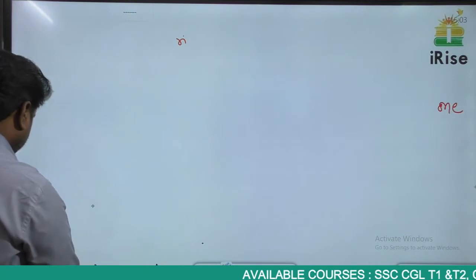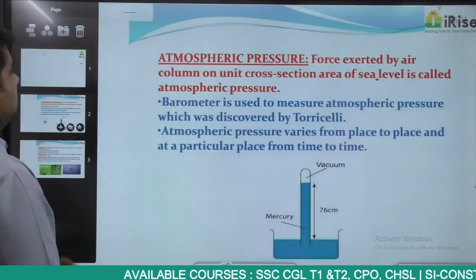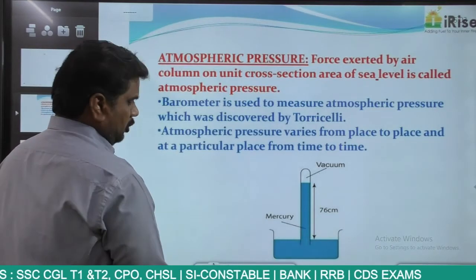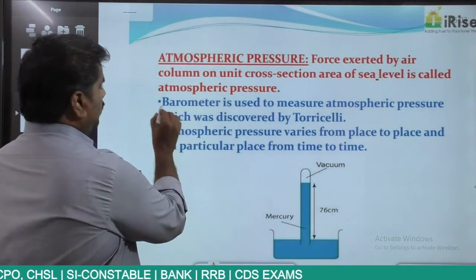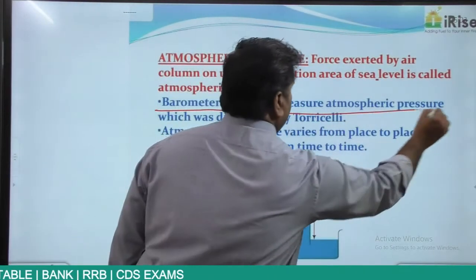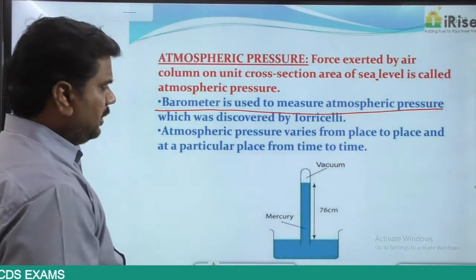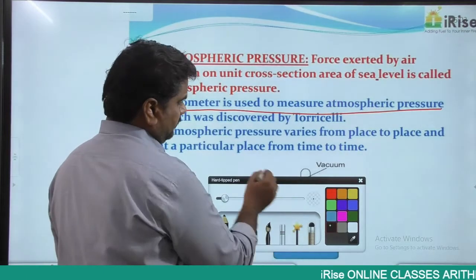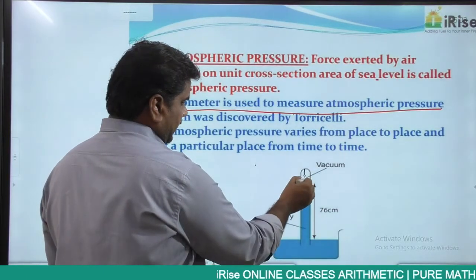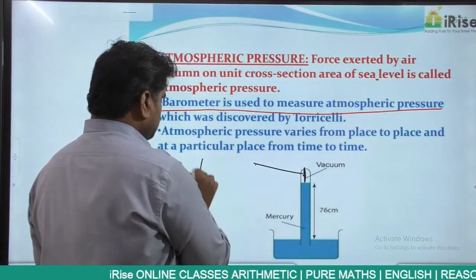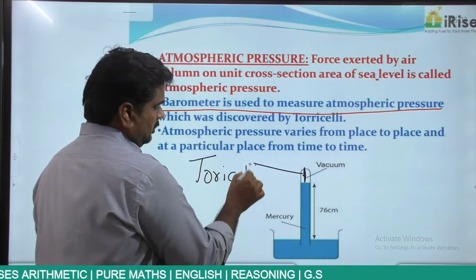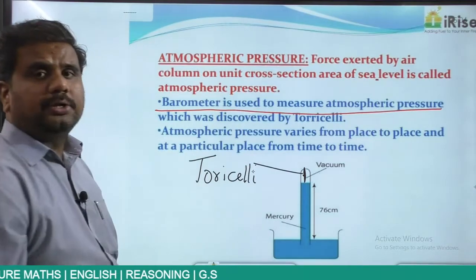Before moving on to the next one, I'll just show you some slides regarding this. This is the case of the barometer. What is a barometer? It is used to measure atmospheric pressure, right? And the vacuum that is present here is known as the Torricelli vacuum. It is known as the Torricelli vacuum.